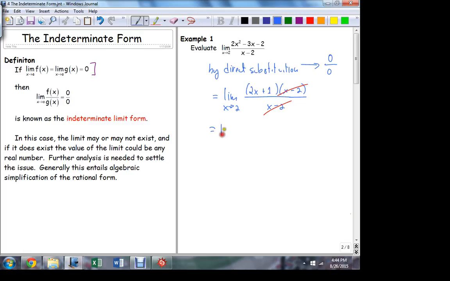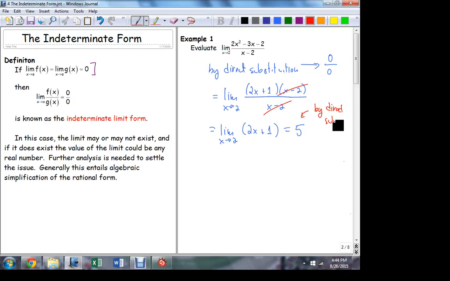And what does that tell me? What is that equal? 5. Now I can do the direct substitution. I couldn't before, the zero factors were interfering. But now I can. This result, after the simplification, is the result by direct substitution. So there's an example. It was indeterminate to begin with. It turns out this limit is equal to 5.